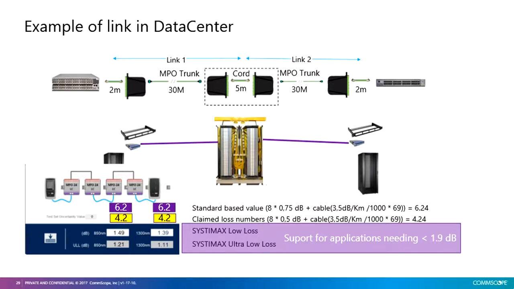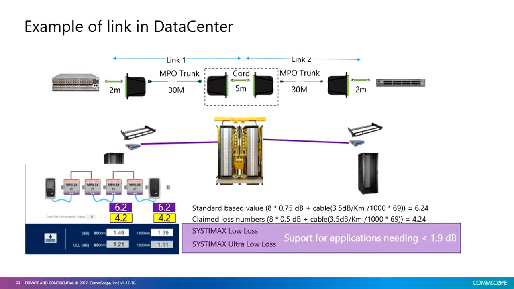When you go for a standard-based calculation, you will get a loss of 6.2 dB, because it has 8 connectors at 0.75 dB each, plus the cable for a kilometer, so the total is 6.24 dB loss. If some vendor claims a loss of 0.5 dB and you multiply that, then you will get 4.2 dB loss. Where a supported application is required, the value should be less than 1.9 dB, and only then will the application work.